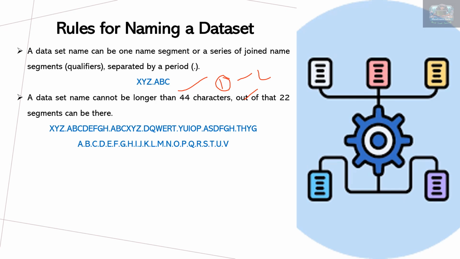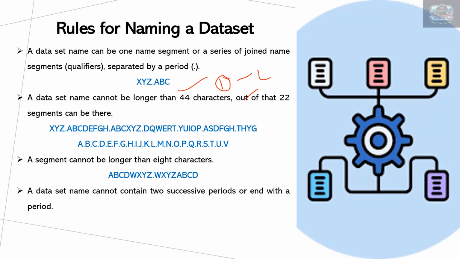The next rule is that one segment should be only 8 characters in length, meaning whatever you put between periods should not be more than 8 characters. And a dataset name cannot contain two successive periods or end with a period. So you should not put two periods between two qualifiers, and it should not end with a period. Then it will be a wrong naming convention.